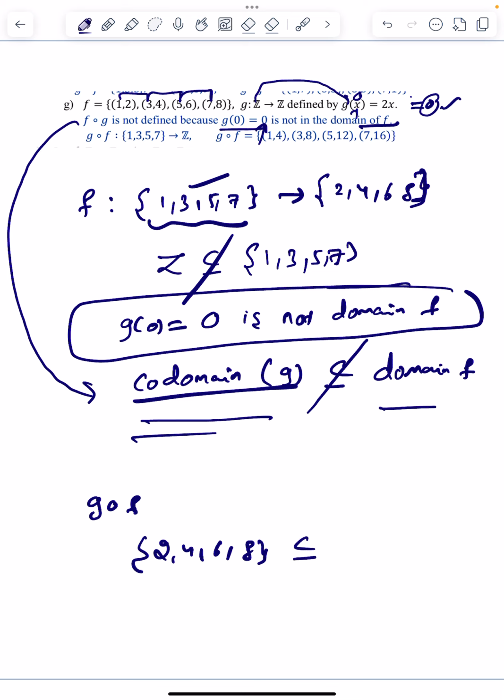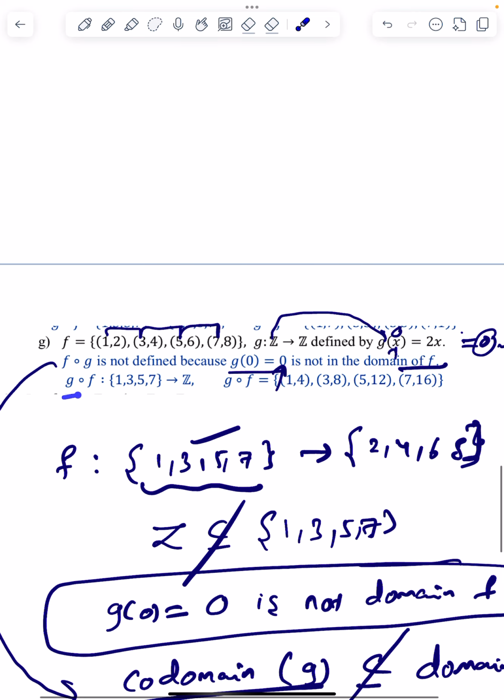Substitute 2, 4, 6, 8 into the g domain. What is the g domain? Z. Yes, it is true. That's why it is well defined. After showing it is well defined, very important, you have to find the domain and codomain.